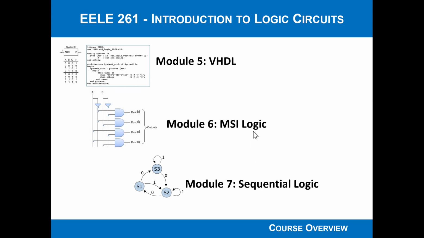Then we'll move into module 6, which is on medium scale integrated circuit logic. That's where we start looking at larger combinational logic circuits like multiplexers, demultiplexers, and decoders, and look at how not only can you build them with lower level gates by hand, but you can also model them with VHDL and allow the synthesizer to create the logic for you.